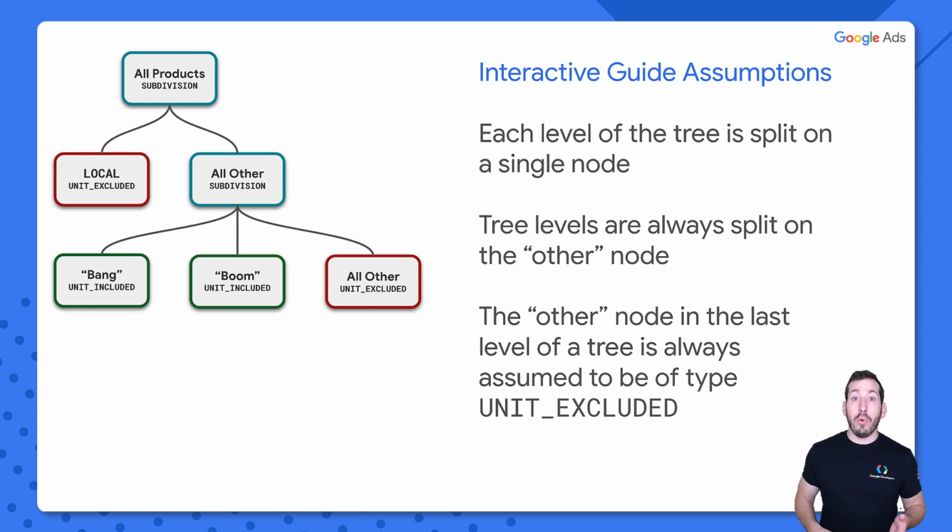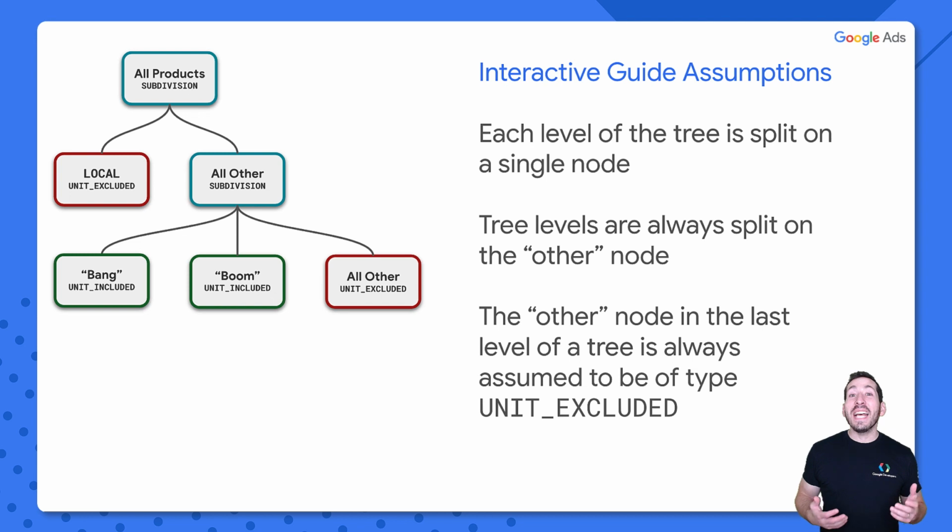So the first thing that I want to point out is that each level of the tree is split on an individual node. So if you look at this tree here, you can see that we split only on the all other products node in the second level, right? Now, theoretically, I could also split on the local node. The way the interactive guide works, it assumes that you only split on a single node in each level. Taking that a step further, it always assumes that you split on that other node. So in the interactive guide, you can't split on the local node. Instead, you have to split on all other. In the API, that's possible, but I just wanted to make sure that was clear.